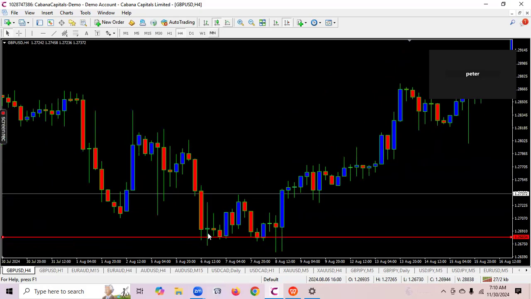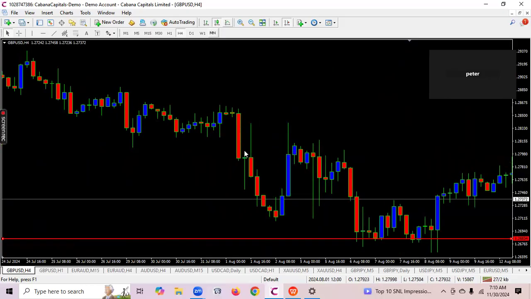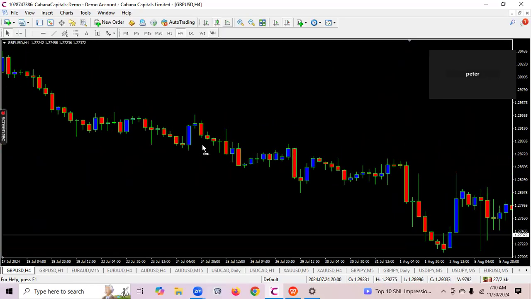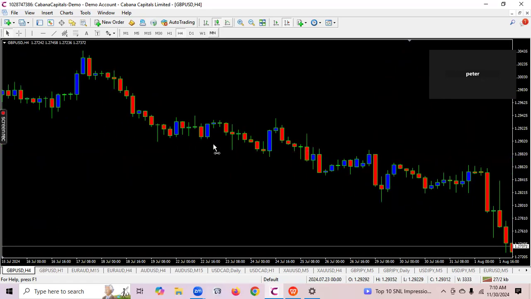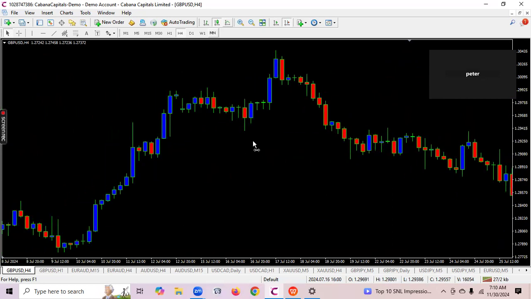You can see this one also. No, this is not a doji. This one has a small body. This is a spinning bottom. You can see it. Okay, this one is a spinning bottom, not a doji. So sometimes you need to zoom out to see the candle very well to be sure it does not have a body.